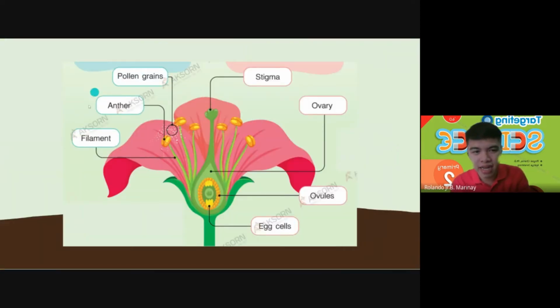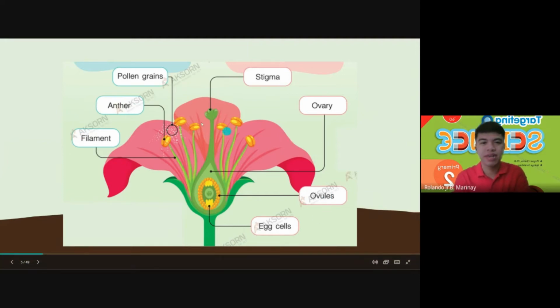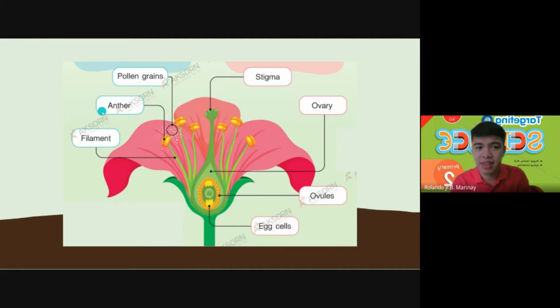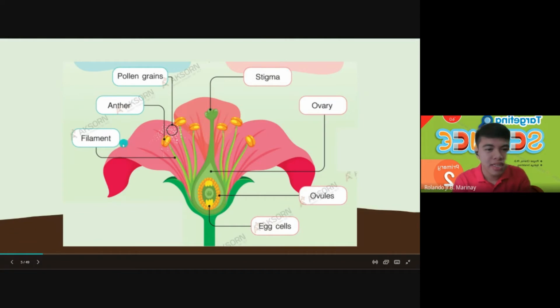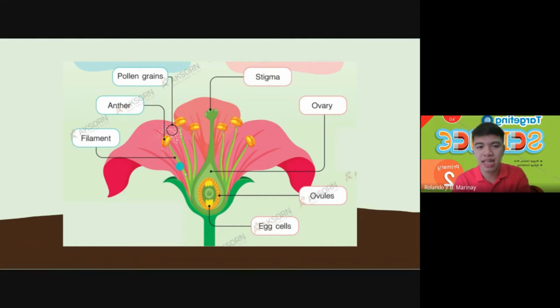Here are the parts of the flower. Remember, we have the pollen grains, the anther, the filament, and stigma, ovary. This is the ovary. The light green, that is the ovary. The ovules are the circles that are around the egg cells. The filament is like a line.